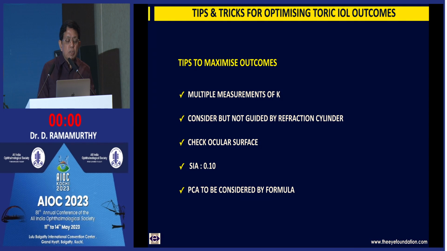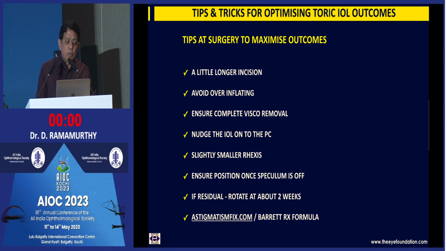My final tips to maximize your outcomes as far as toric intraocular lens is concerned: take multiple measurements of the K reading, consider but do not be guided by refractive cylinder, check the ocular surface not just before the surgery but even before your biometry. The surgically induced astigmatism with centroid value is just 0.1. The posterior corneal astigmatism is to be considered by the formula. Most modern formulas do that.